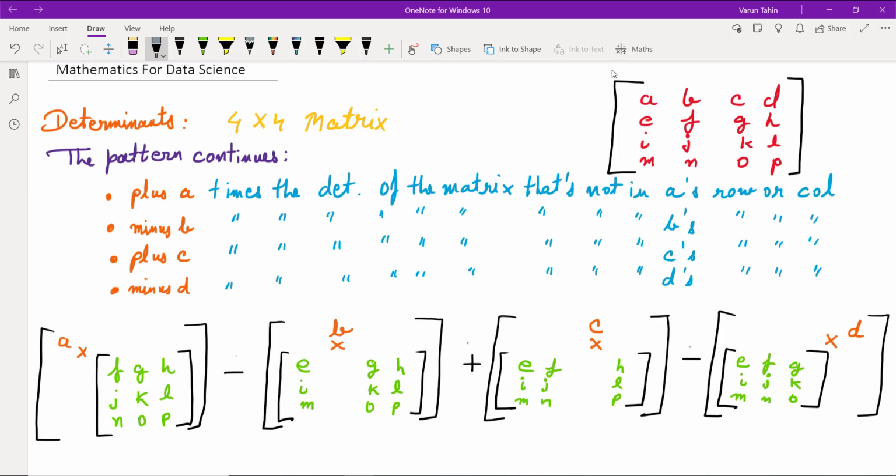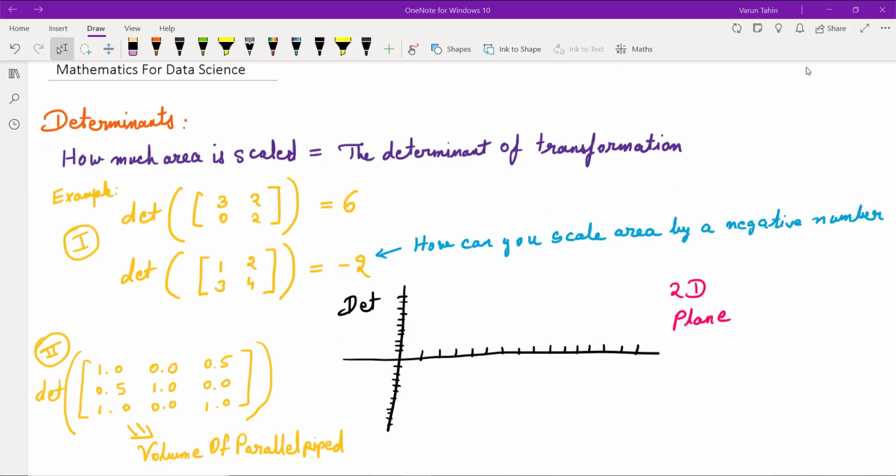So by that way we will get the determinant of the 4 into 4 matrix. And likewise you can find out the determinant for n into n matrix too. Now you might be wondering where determinants are used exactly. So we have taken an example to showcase its usability.